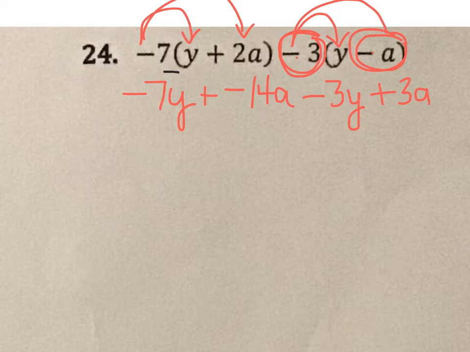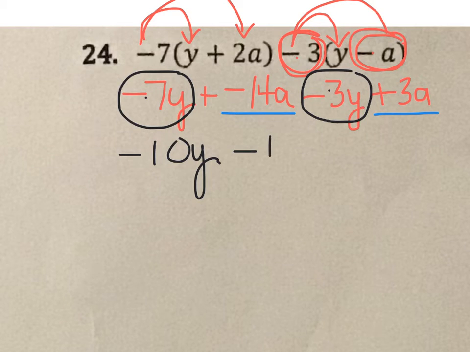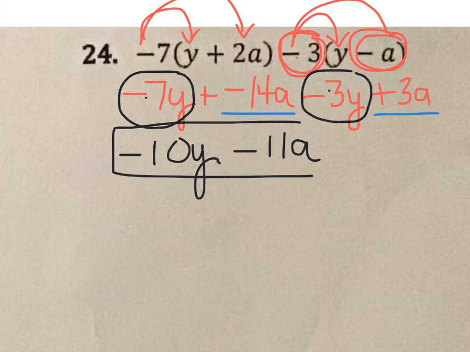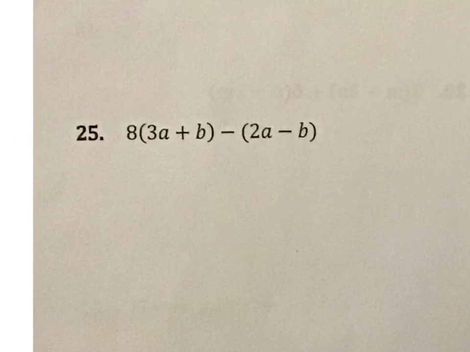Okay, now I can combine negative 7y minus 3y, that's negative and more negative, negative 10y. Negative 14a plus 3a, I can't add those, I have to subtract them. It's going to be negative 11a. Final simplified answer. I hope I'm doing these right. I feel like I am. All right, here we go.